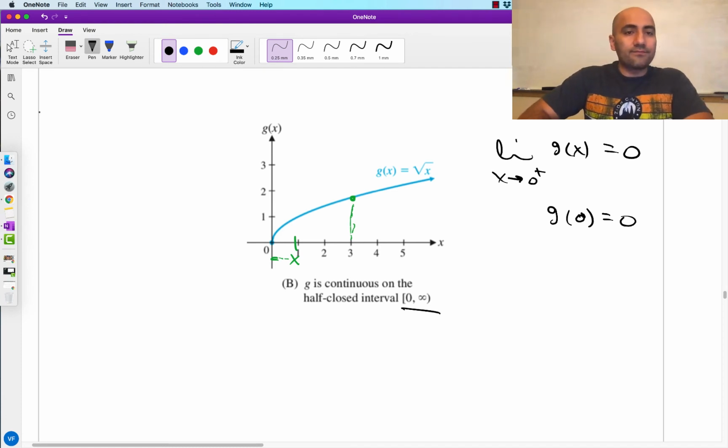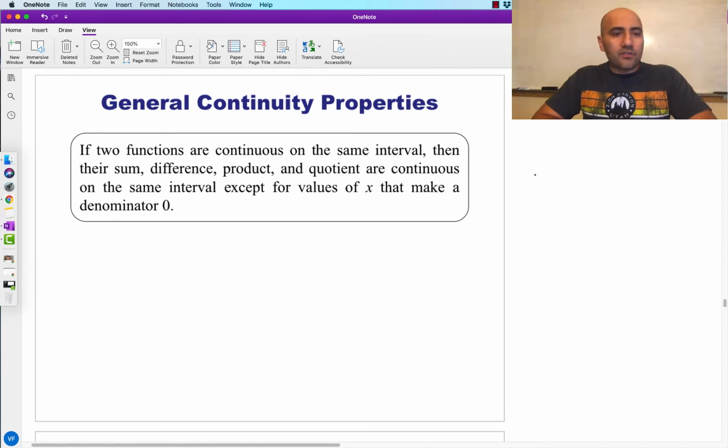Okay, so hopefully that's clear. Okay, the general continuity properties. If two functions are continuous on the same interval, then their sum, their difference, their product, and their quotient are continuous on the same interval except at values of x that make the denominator equal to 0. So the sum, the subtraction, the multiplication, or the division of two functions that are continuous on the same interval will continue to be continuous on the same interval, with the only condition that we have to be careful about being the case where we're dividing, because we have to make sure that the denominator doesn't accidentally become 0, right? So that's the only thing we have to look out for.